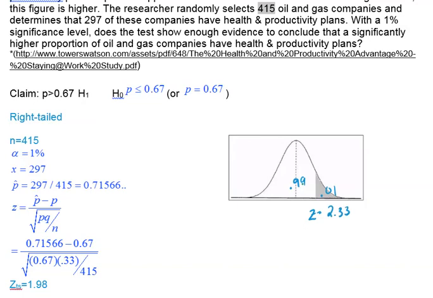Remember, you can also do these on Excel as well as with the table. And let's label that as critical value so we can differentiate from our test statistic. So our test statistic, 1.98, is going to fall somewhere around here. So this time our test statistic is not in the critical region.